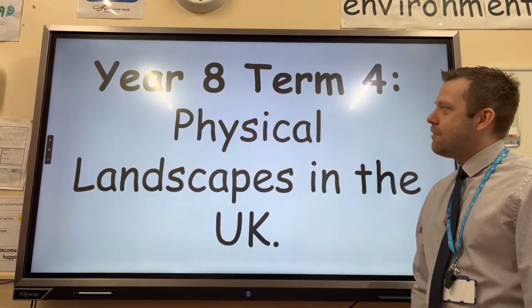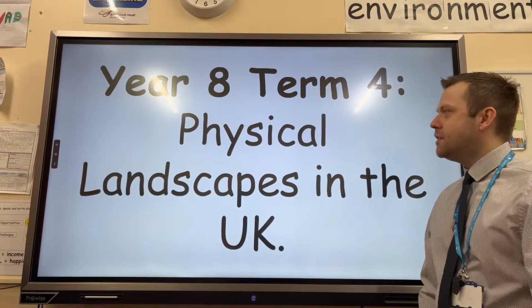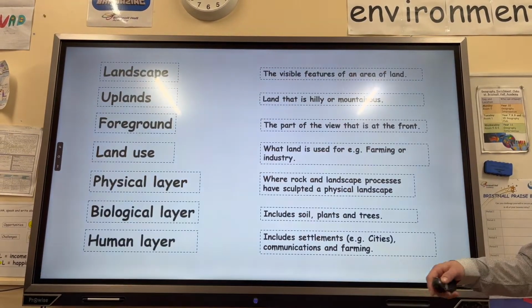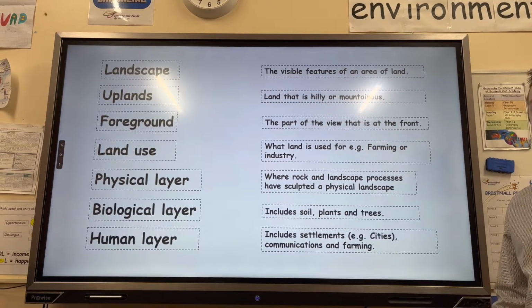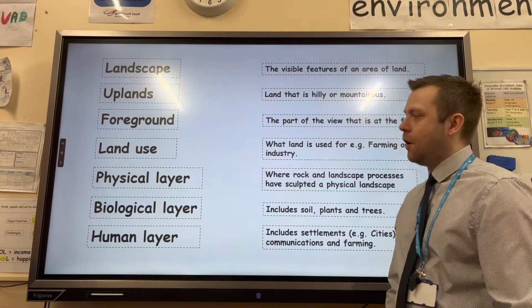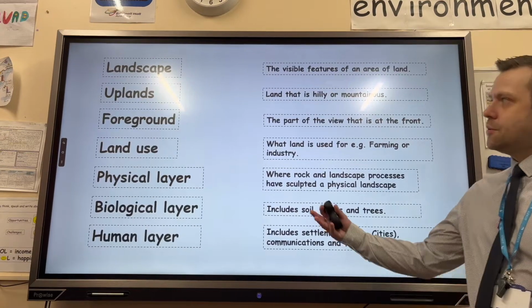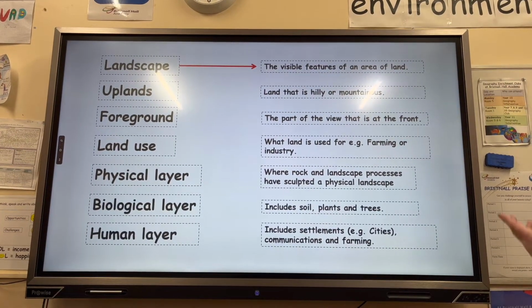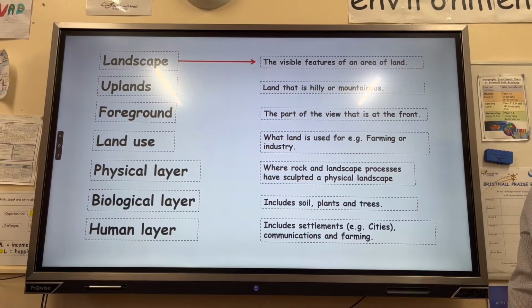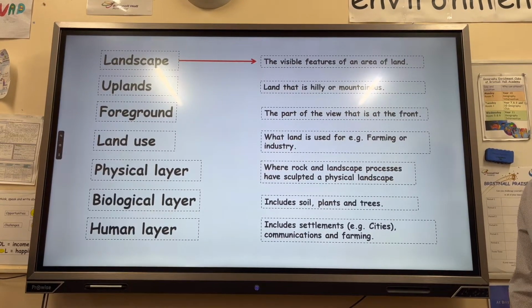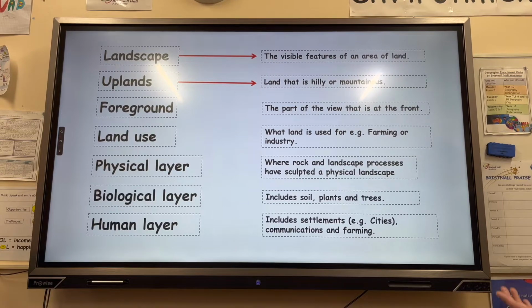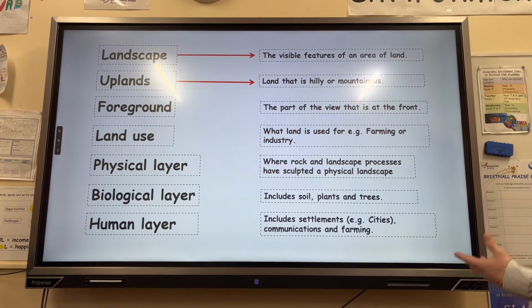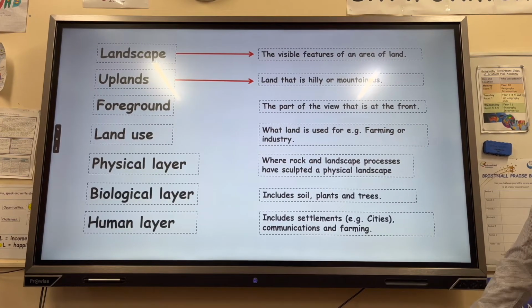This video is Year 8 Term 4 and it's all about the physical landscapes in the UK. Throughout this topic you're going to need to know these key terminology and you'll use these in your lesson, so it's a good idea to learn them. First word is landscape, and this is basically the visible features of an area of land, so what you can see. The second is uplands, so uplands are hilly areas or mountainous areas.